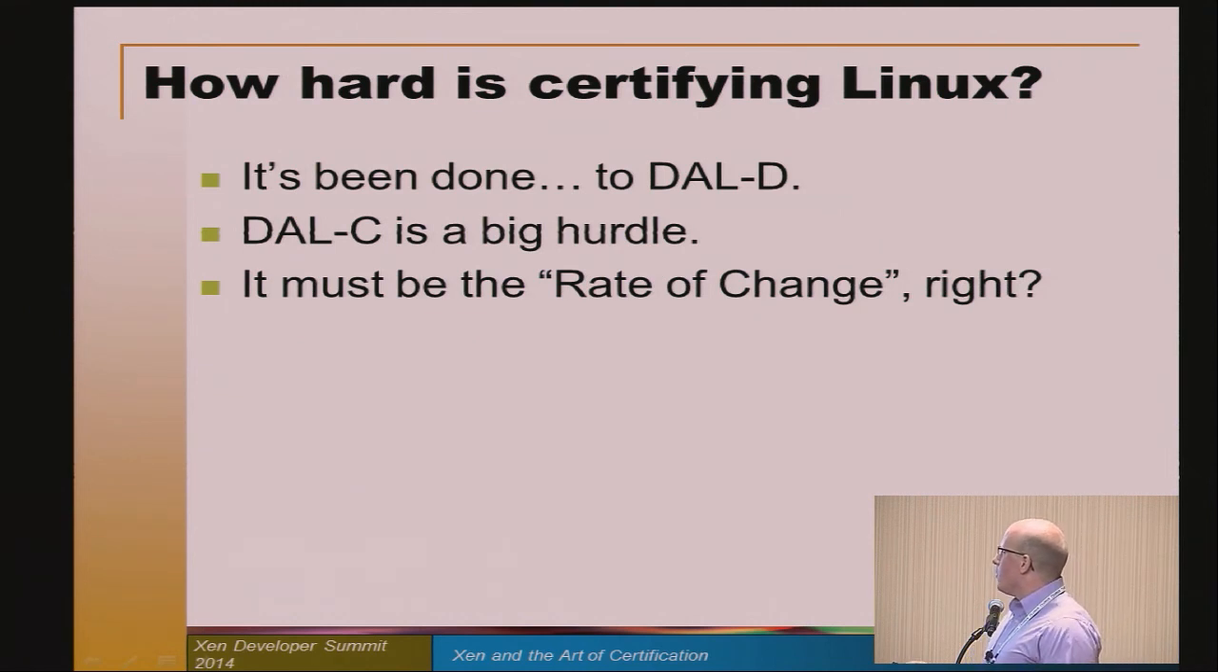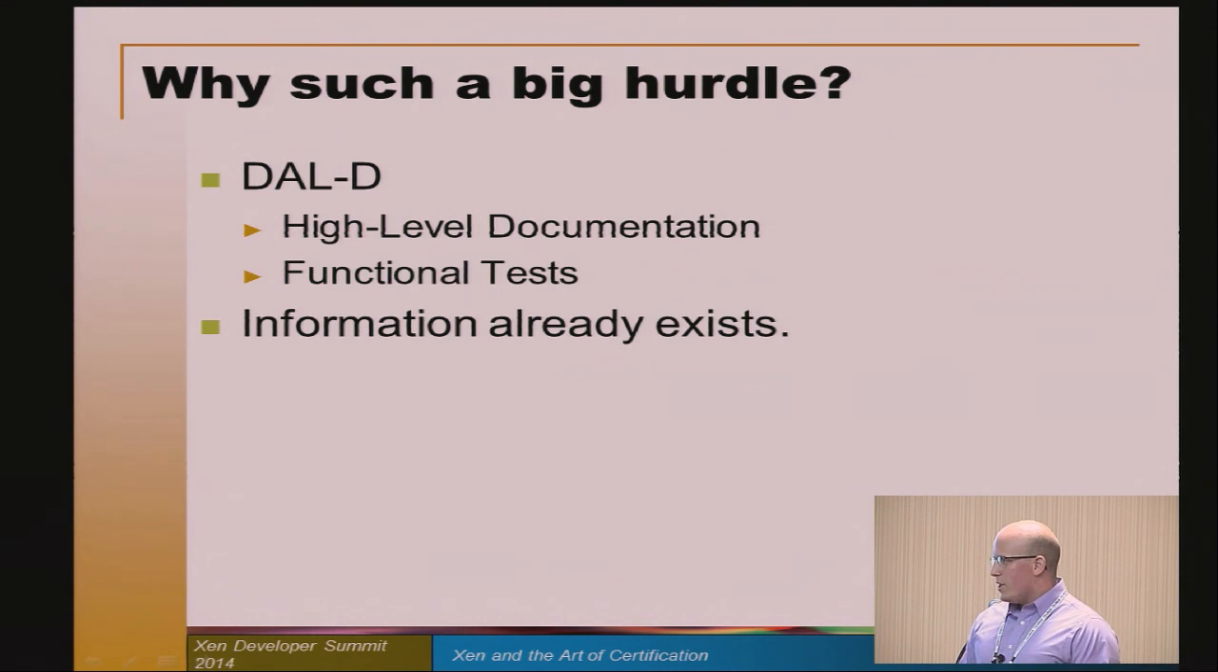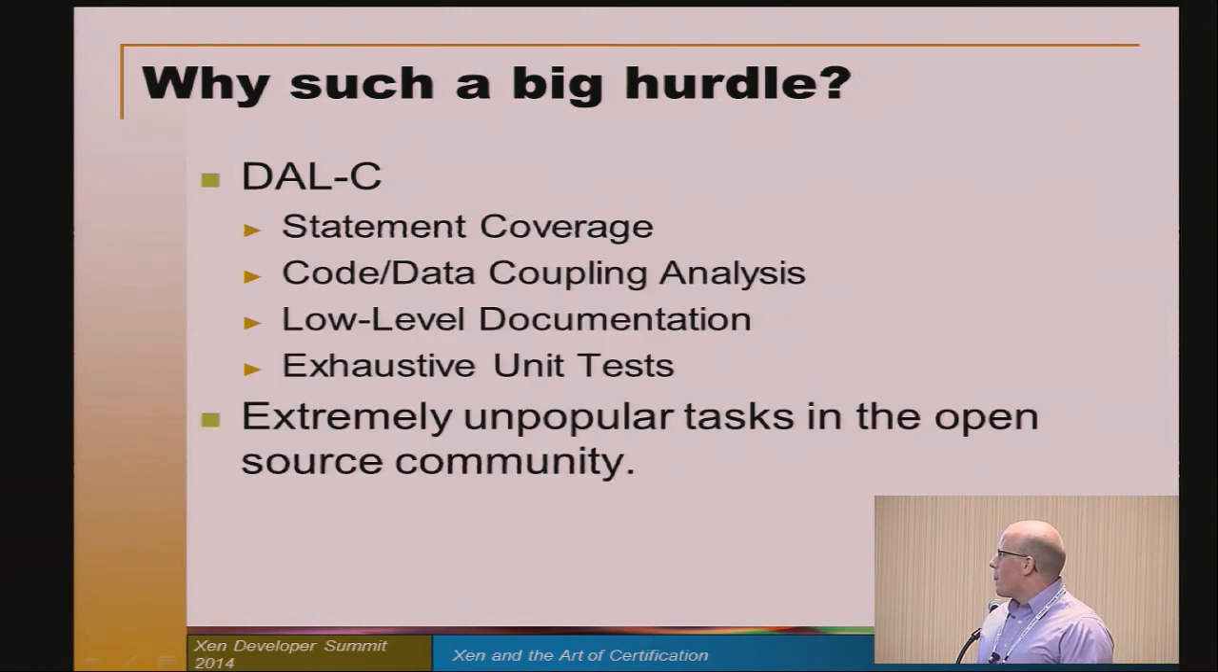If we look at what level D and level C actually require, you can start to get a picture of why it's such a big hurdle. Level D requires basically high-level documentation as well as some functional tests. You can go buy a book on Amazon that tells you how Linux works. And functional tests are pretty easy to write, so most of this information already exists or is easy to generate. Level C adds statement coverage, but you can get 80% statement coverage with a Hello World program. So that's not too difficult.